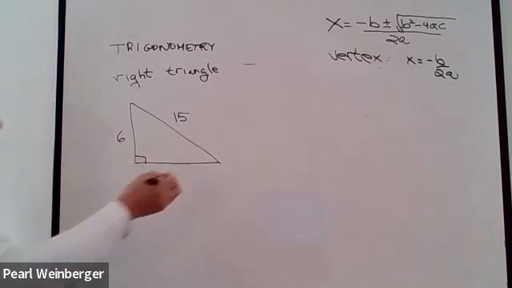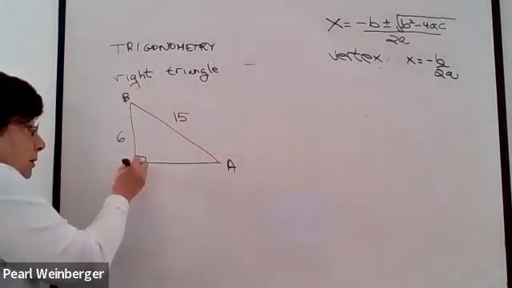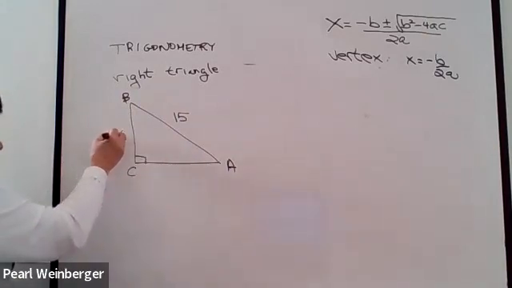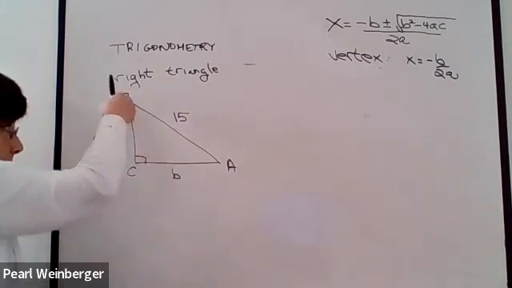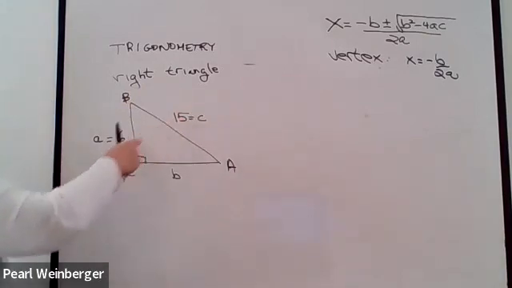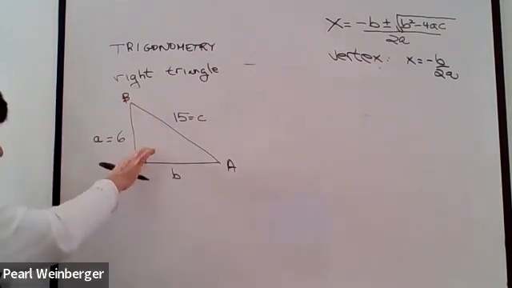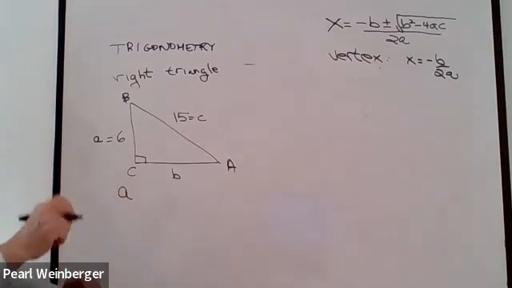Okay. So again, I'm going to label this A, B, and C. And again, this is going to be my small a. This is going to be my small b. And this is my small c. Remember that the c is the one that's the hypotenuse, the one that's across from the right angle. Okay, again, it's a right triangle. I see this little square corner. So I know my Pythagorean theorem. It's really easy to remember.